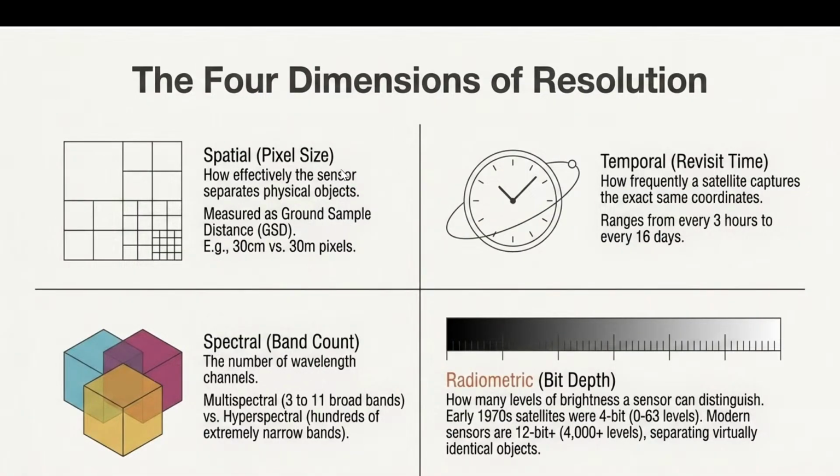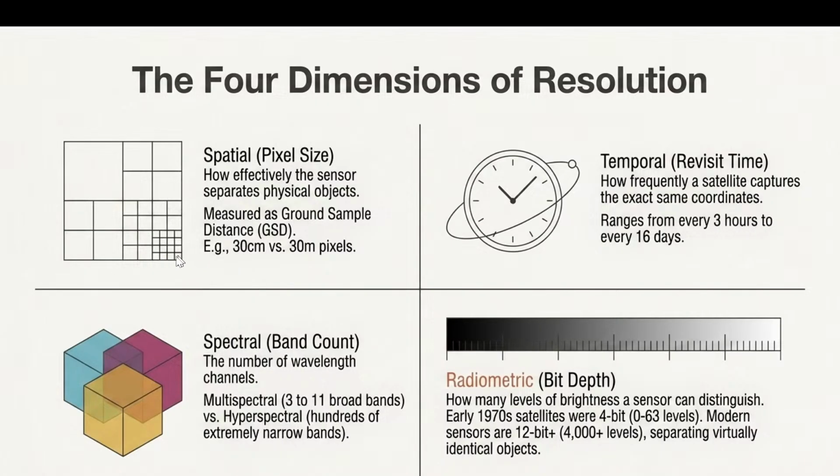Spatial resolution is very important for satellite imagery. Spatial resolution basically indicates the pixel size, how effectively the sensor separates physical objects, measured as ground sample distance. Suppose 30 centimeter or 30 meter. Landsat is 30 meter, Sentinel-2 is 10 meter, a 10 meter pixel size.